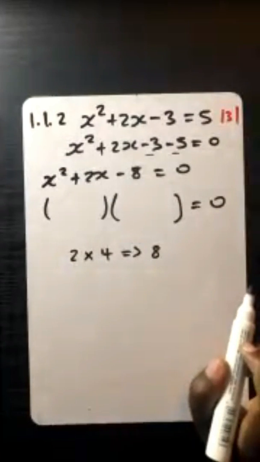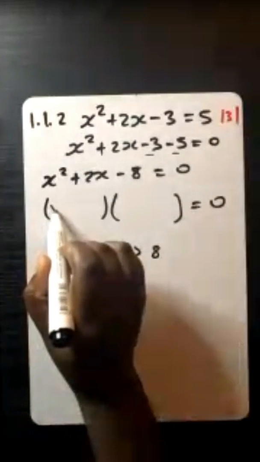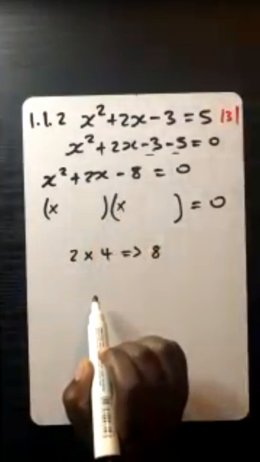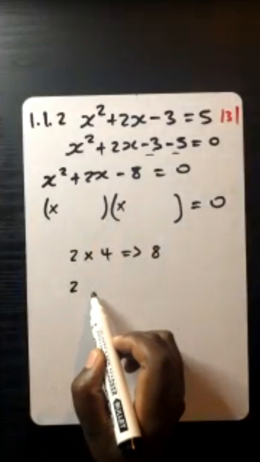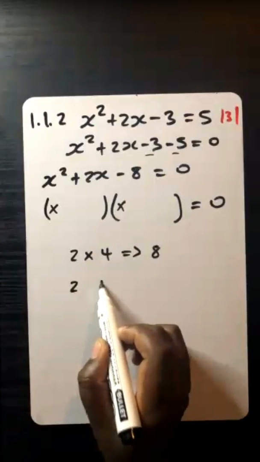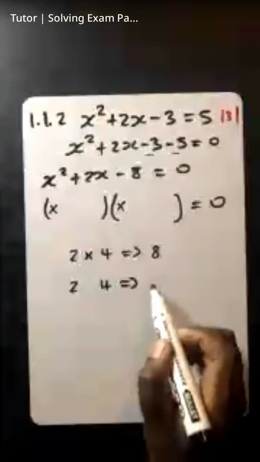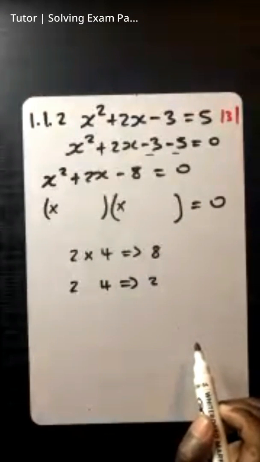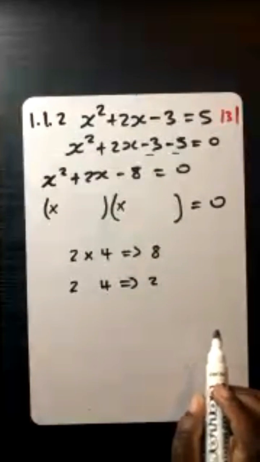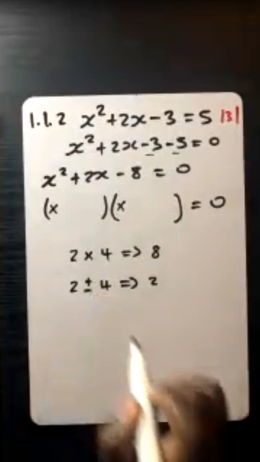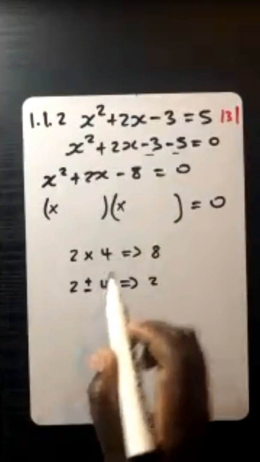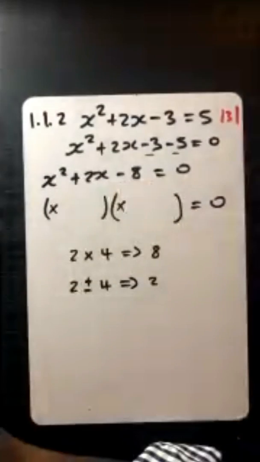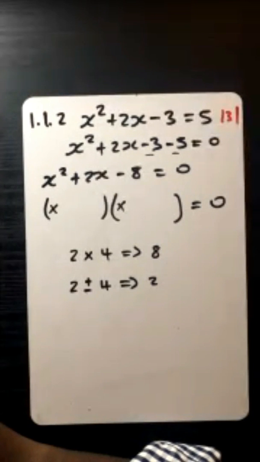I just need 2 numbers, which means obviously in each bracket, I've got x over there. So can I work out 2 and 4 such that they give me the middle term, which is 2? The answer to that question is yes. Remember, what do I mean by that? I mean, can I say 2 plus 4 or 2 minus 4 such that it's going to give me that middle term, which is 2? The answer to that question is yes.